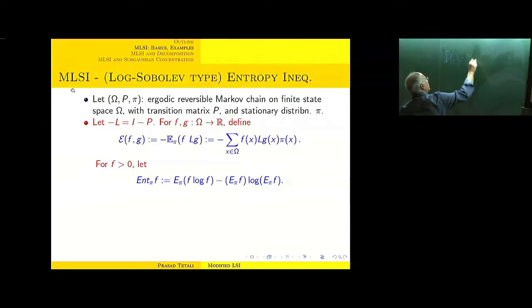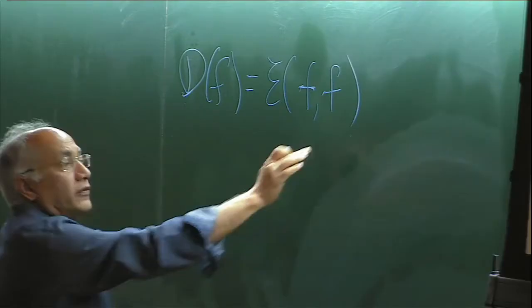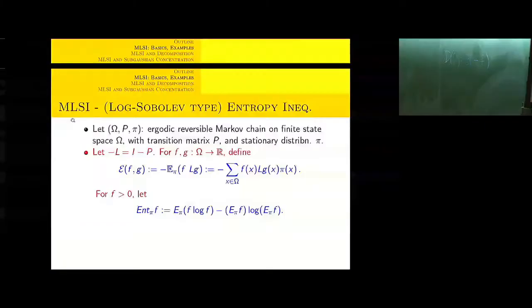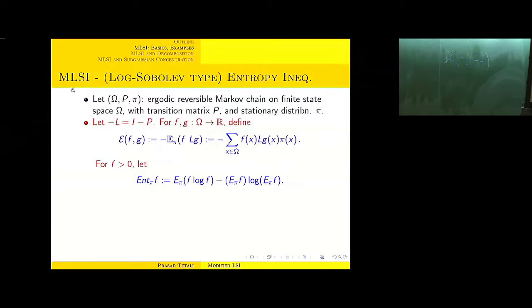I'm going to denote as the Dirichlet form of F and F, and I'm writing more generally F and G, okay? But for the most part, we're going to use G to be log F. Fabio uses F and F, so rather than writing it twice, he's just introduced D for Dirichlet form. And as he said, it's the inner product that's defined this way.